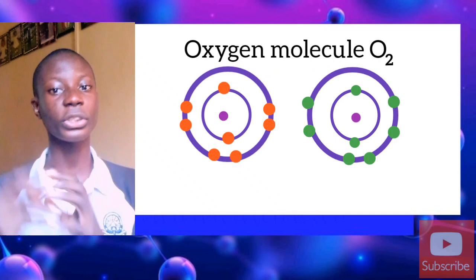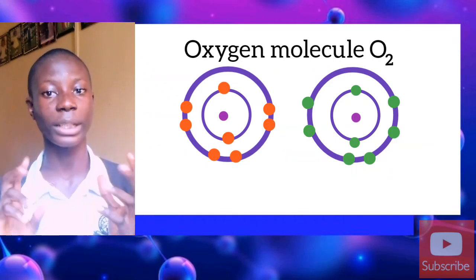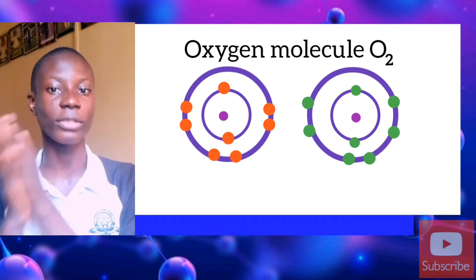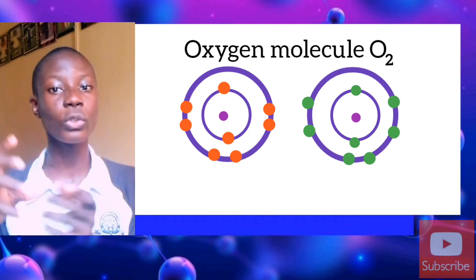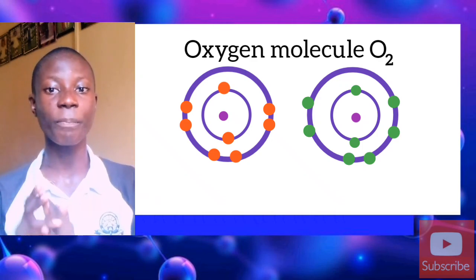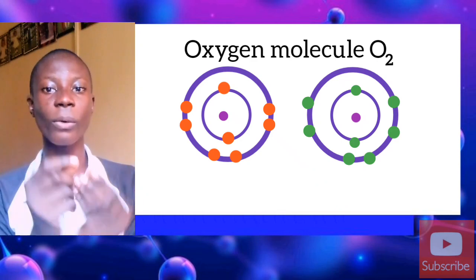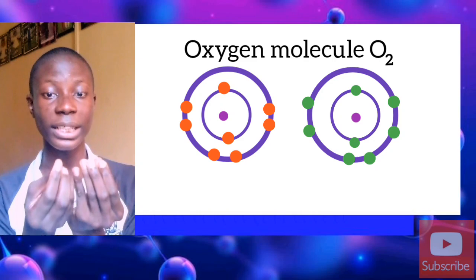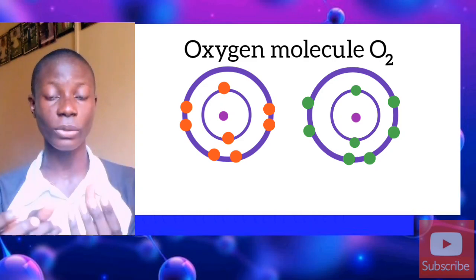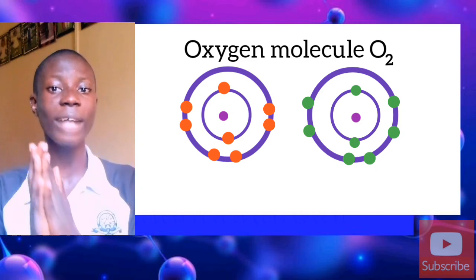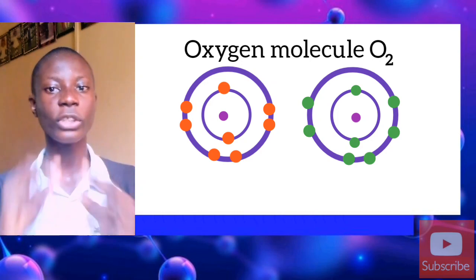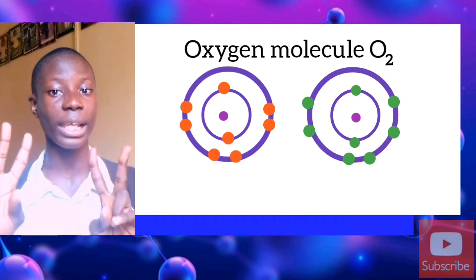Now let's go to the oxygen molecule. The oxygen molecule is also diatomic, that is O2. For one oxygen atom to combine with the other oxygen atom to produce an O2 molecule, you will see that oxygen is now in its second shell. And for oxygen to form a stability, it needs to have up to 8 electrons in that shell. So for oxygen to have up to 8 electrons, it needs 2 more electrons. You can see each oxygen atom needs 2 more electrons.